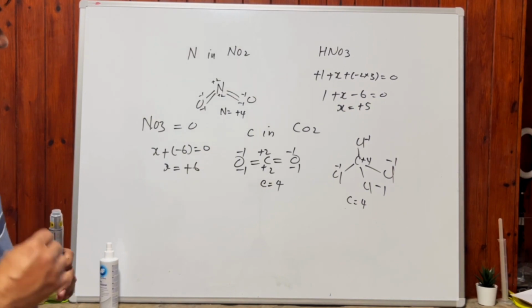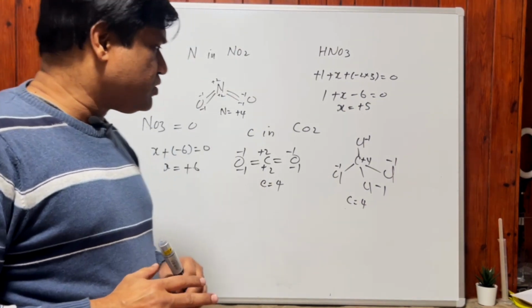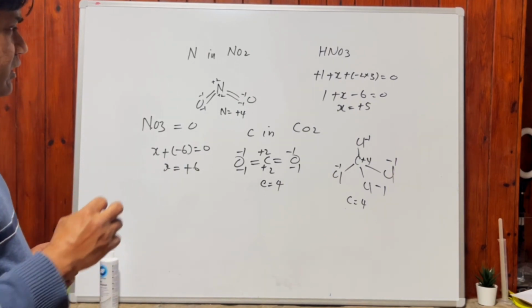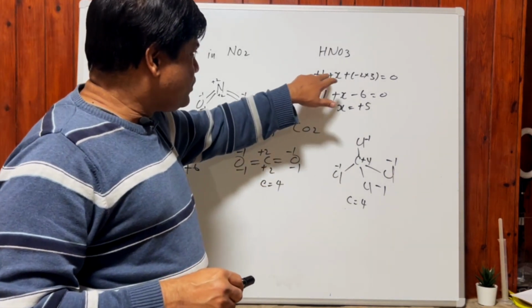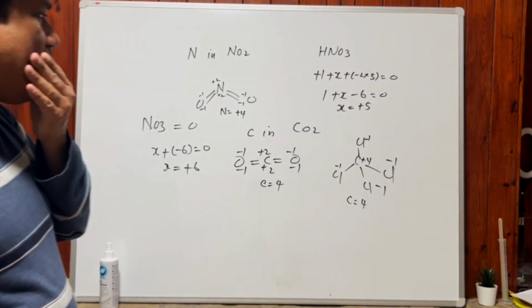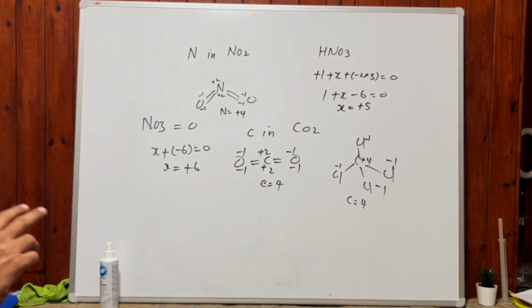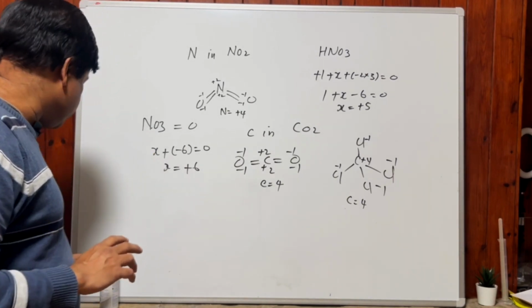Now we have some specific compounds where we cannot apply this formula to figure out the oxidation state of a particular element. Let's see those specific examples.